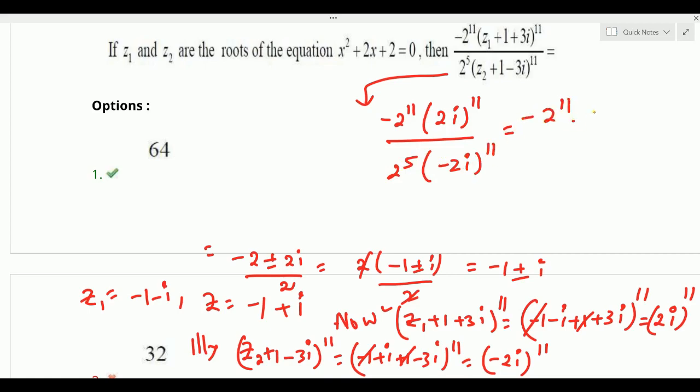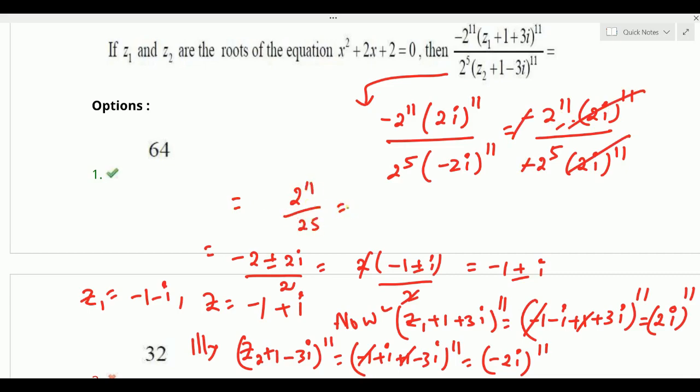Let's write 2i whole power 11 in the numerator. In the denominator there is 2 power 5, then minus 2i whole power 11. 11 is an odd number, that's why we get a minus. So the denominator has minus 2i whole power 11. We can cancel 2i whole power 11 with 2i whole power 11. Minus and minus also cancel. What is left is 2 power 11 by 2 power 5.